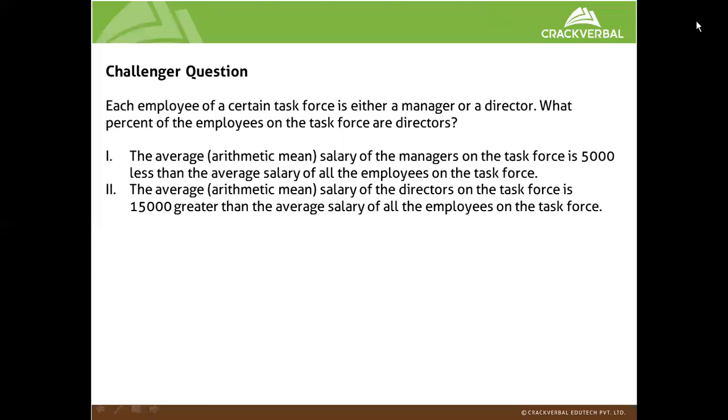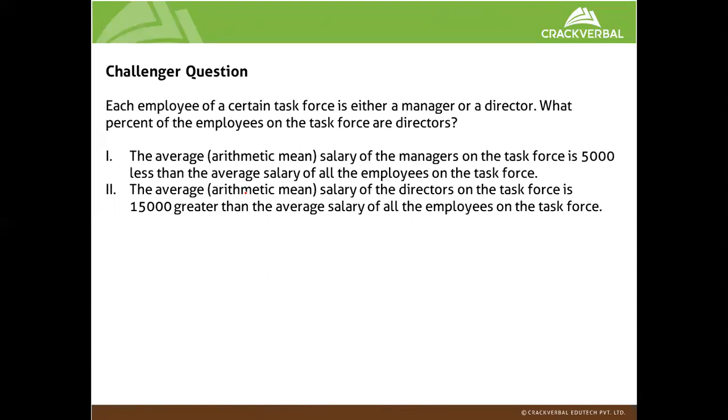Guys, so very simple question, right? If you start creating equations, this is going to be a big task to solve. So clearly when you look at this question, it's a clear indicator that you can make use of the mixture diagram. The question says each employee of a certain task force is either a manager or a director. What percent of the employees in the task force are directors? So I have managers, I have directors, and I need to find a percentage of employees of the task force which are directors. Remember, I don't need a definite value, I just need the percentage.